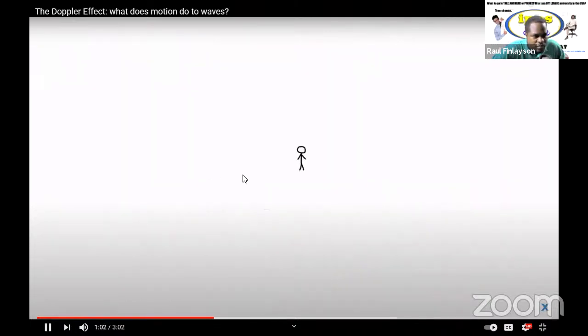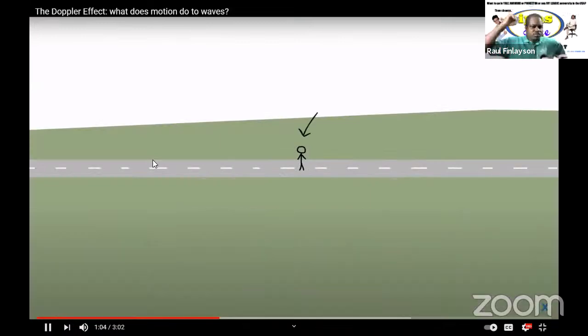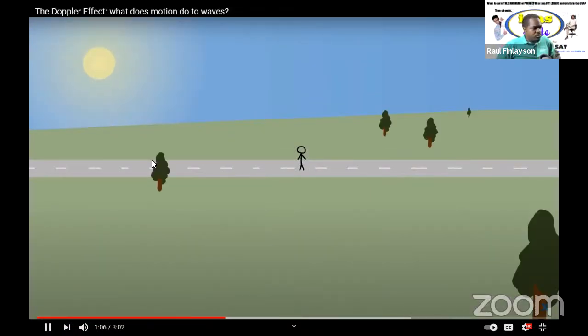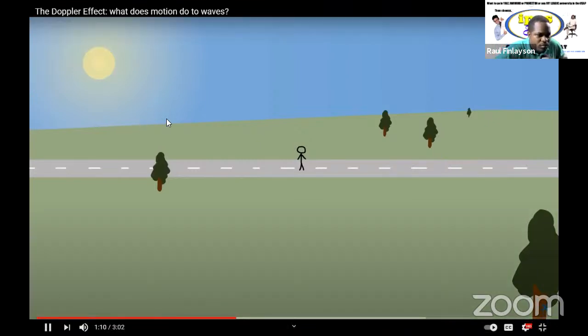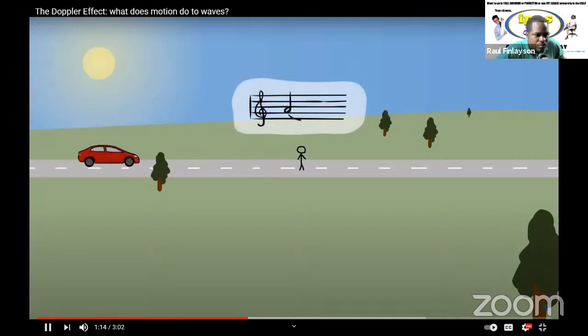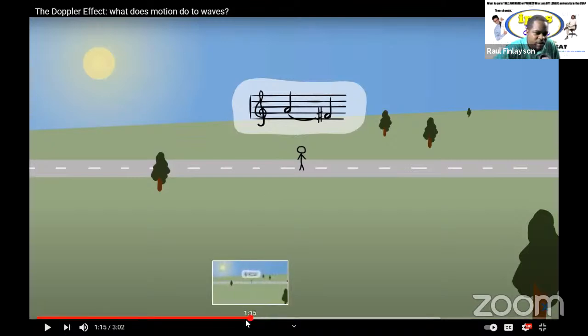So let's say you are standing in the middle of a road, and a car drives past you very fast. As it does so, it honks its horn. The horn to you might sound something like this. You notice that sound, that change in the sound as the car passes? A real life thing.